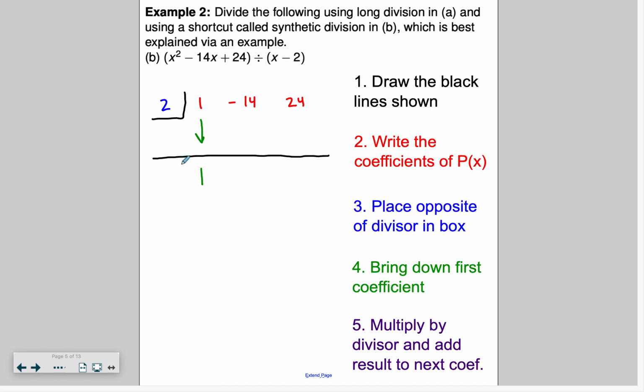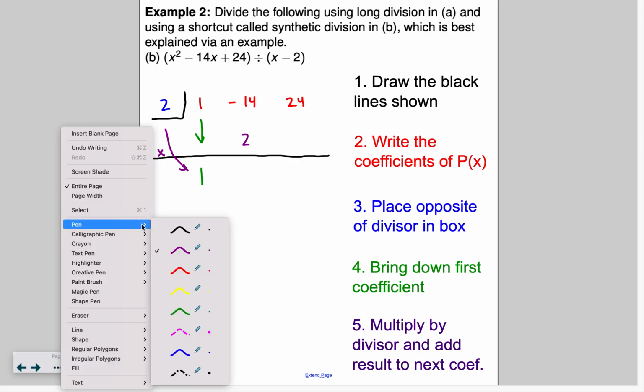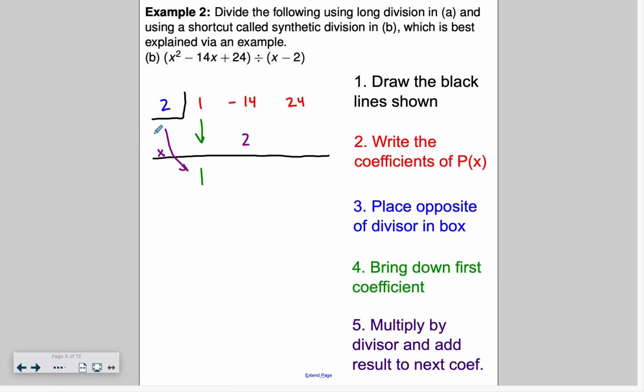You multiply: take the number in the blue box and multiply by this number. So 2 times 1 is 2. Then you add that to negative 14 to get your result. And then you can do the rest of the math. You just repeat that process: you multiply, it comes up this direction, and then you add the result and repeat the process. So 2 plus negative 14 is negative 12.